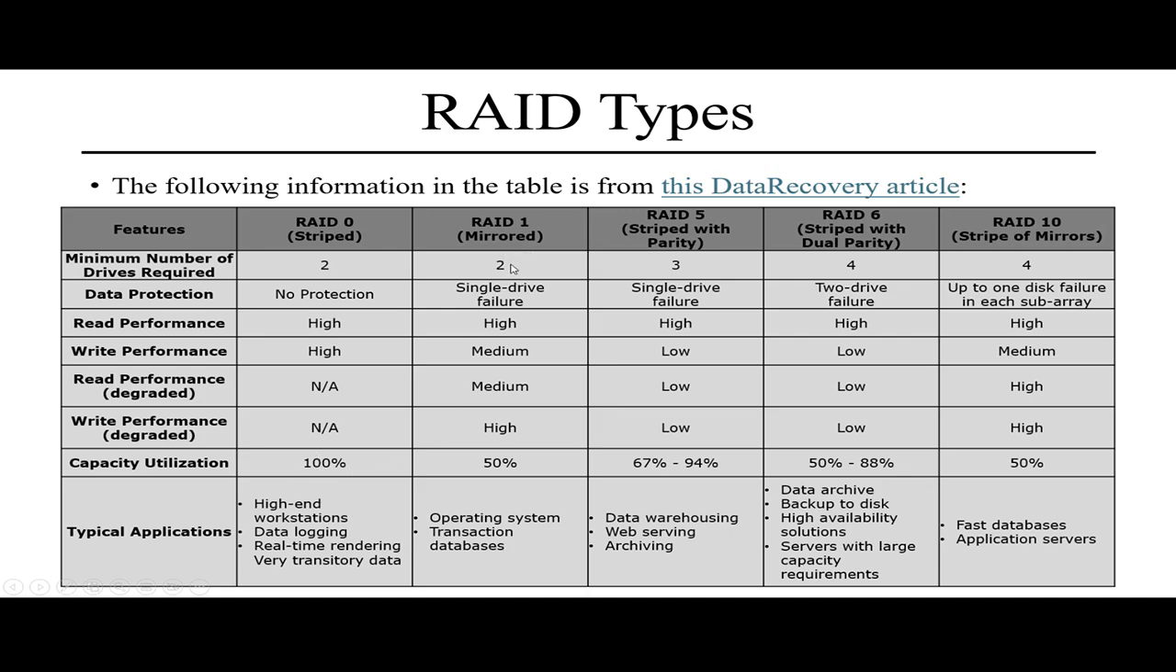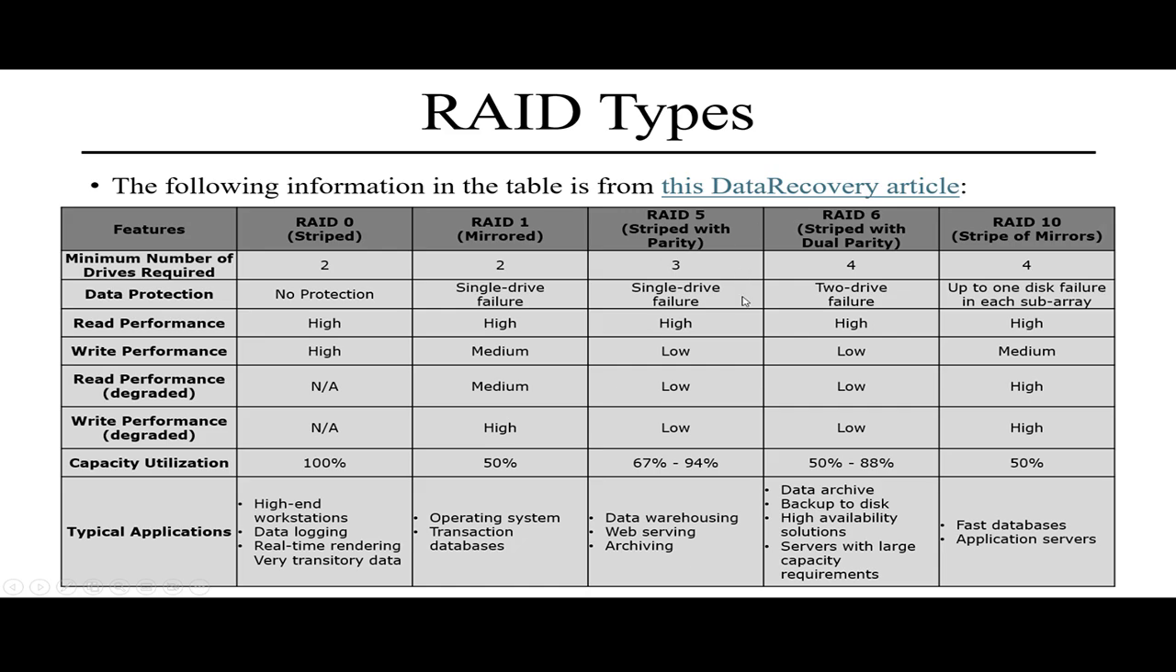RAID 1 is mirrored, so basically the data on one disk is completely copied onto another disk. It tolerates a single drive failure. You can lose one and still have your data. It has pretty good read performance, but it does come with some write performance degradation. That's because the data has to be written twice. You have to write the data once and then copy it again, so write speed goes down quite a bit.